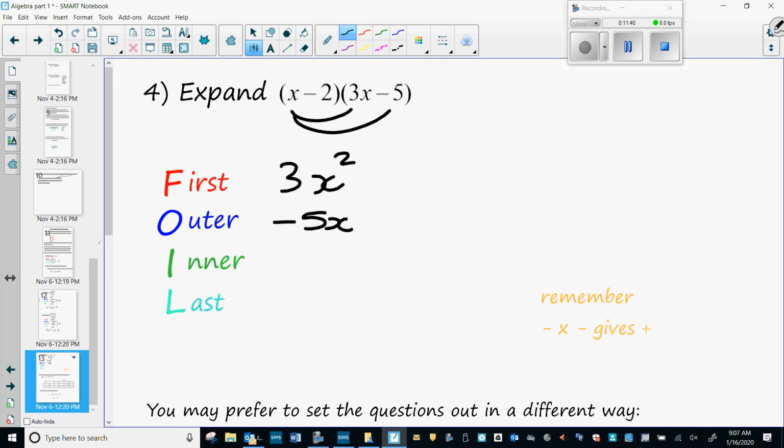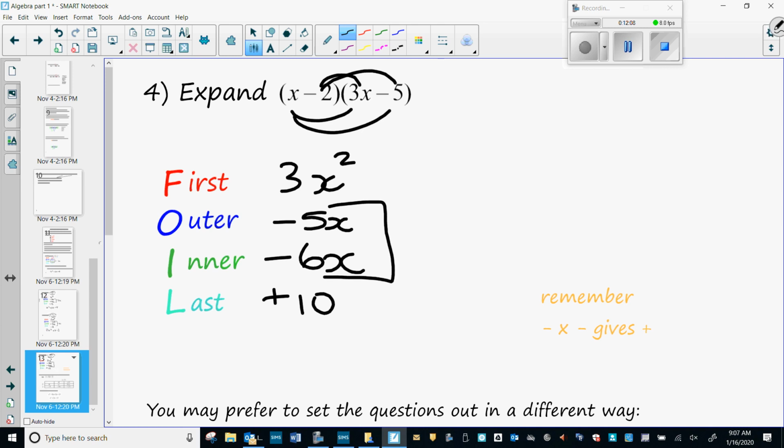We've got Maya Bean. Inners, please. Negative 6x. Said with great confidence and volume. And Georgie. Last. Nice, positive 10, because we've got a negative 2 and a negative 5. Right, we're joining our middle two terms.